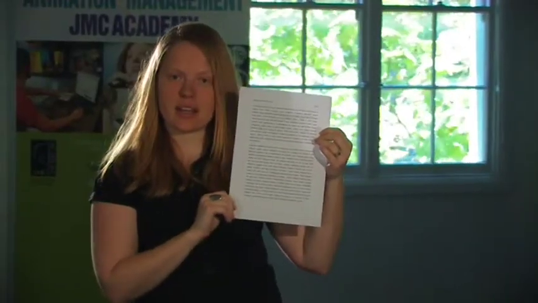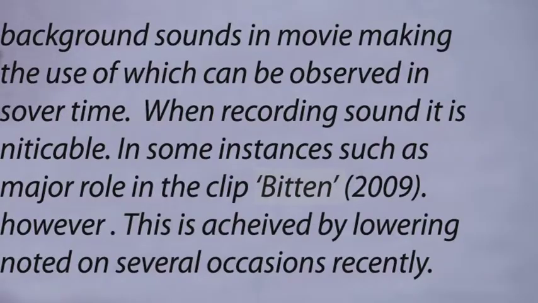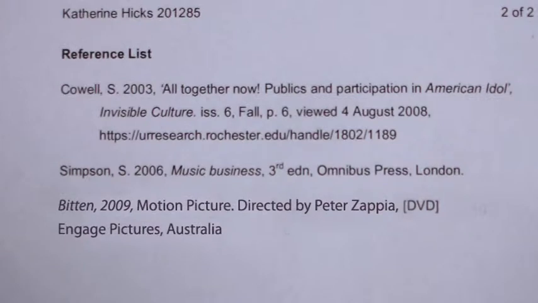In the body of your essay, you write the title of the movie in italics and the year it was produced in brackets. In your reference list, at the end of your document, you give more information. The title is in italics, then the year of production. You need to classify that it is a motion picture, then list the film company and their location.